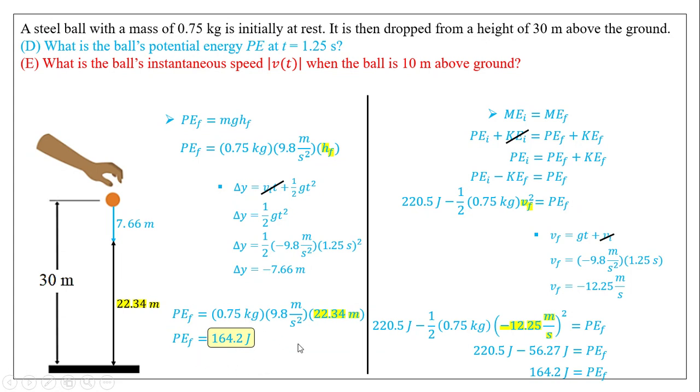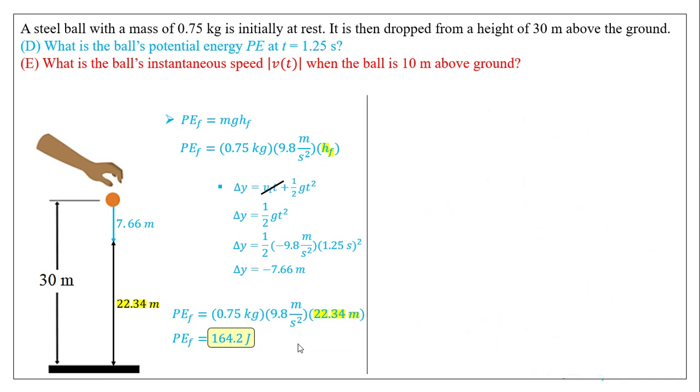Okay, pick whatever method you like. Hopefully it makes sense. All right, let's crack out part E. Part E asks you to find the instantaneous speed of the ball when it's 10 meters above the ground.